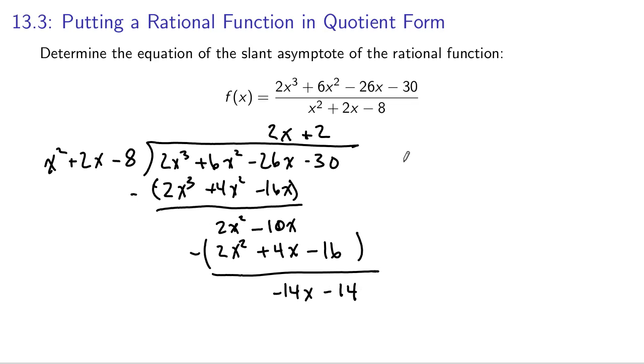So we can write this in quotient form. Let's do it the other way this time. It would be 2x plus 2 plus the remainder, minus 14x minus 14 over the denominator x squared plus 2x minus 8.